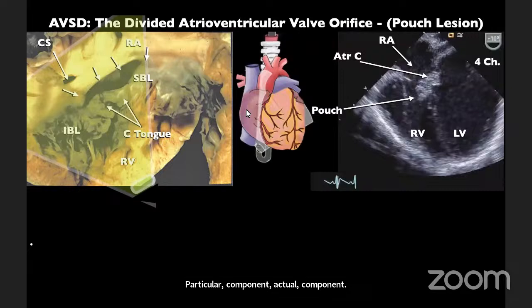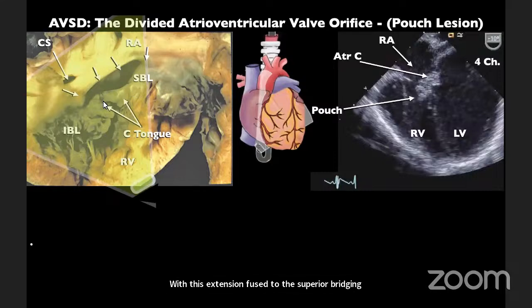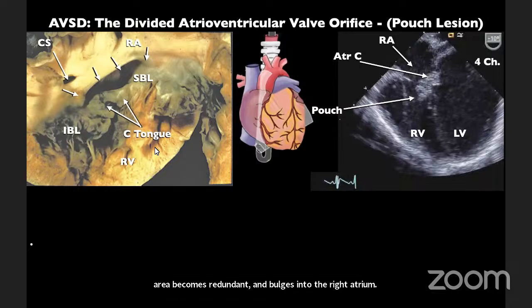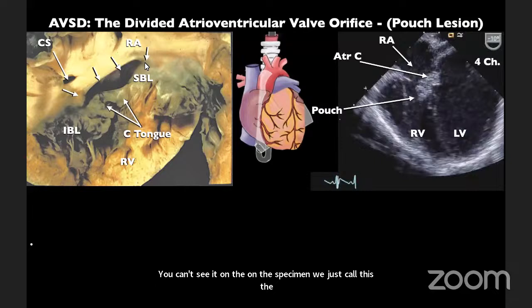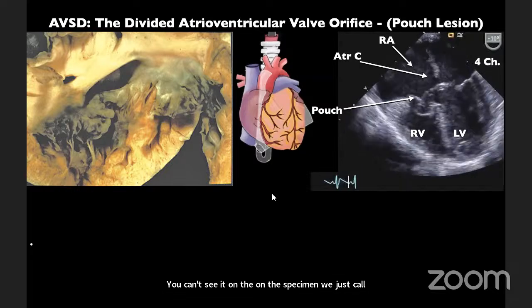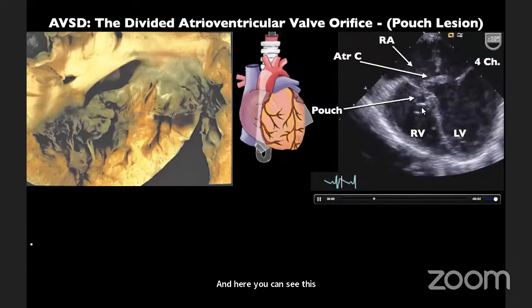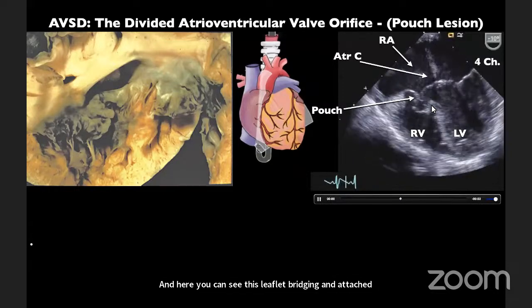Often when this valve leaflet is fused, here's the inferior bridging leaflet with this extension fused to the superior bridging leaflet. This area becomes redundant and bulges into the right atrium. You can't see it on the specimen. We just call this the connecting tongue of tissue over here. Here's the lower rim of the primary septum. And here you can see this leaflet bridging and attached over here with no ventricular component to it.